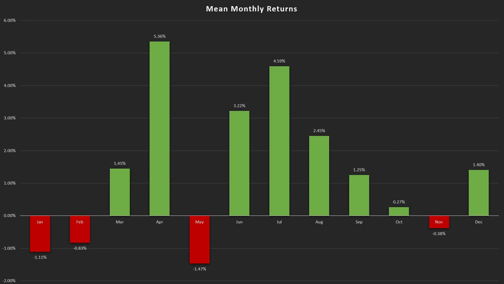Let's move on to the next graph, which is the mean monthly returns. So in this graph, I have taken the average or mean of the returns in the last 10 years of each month. So as you can see, January, February, May, and November don't seem to be the good months for this sector, whereas April and July seem to be very good for this sector.